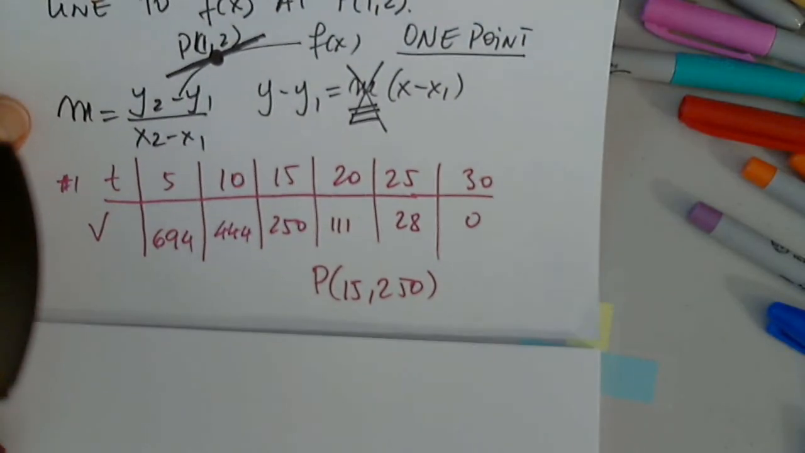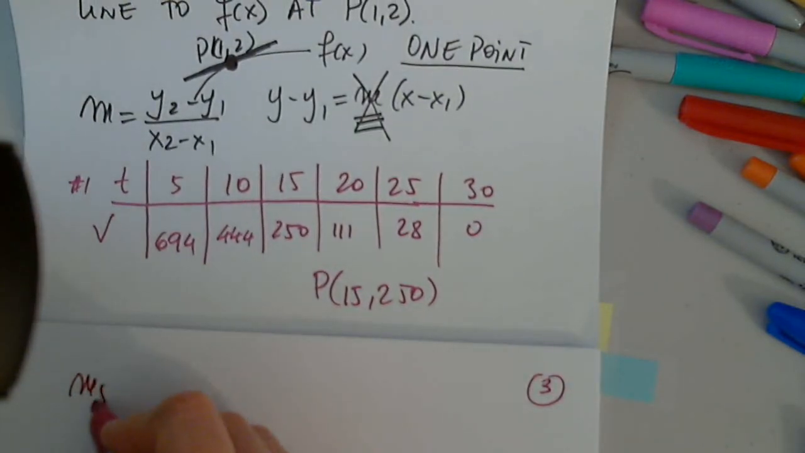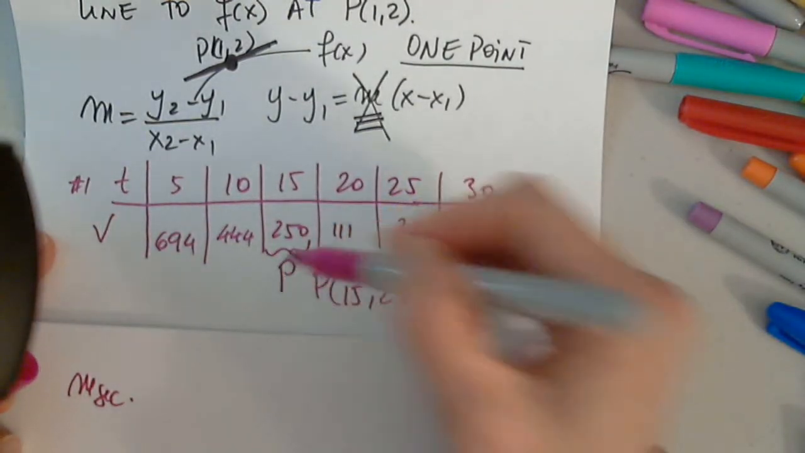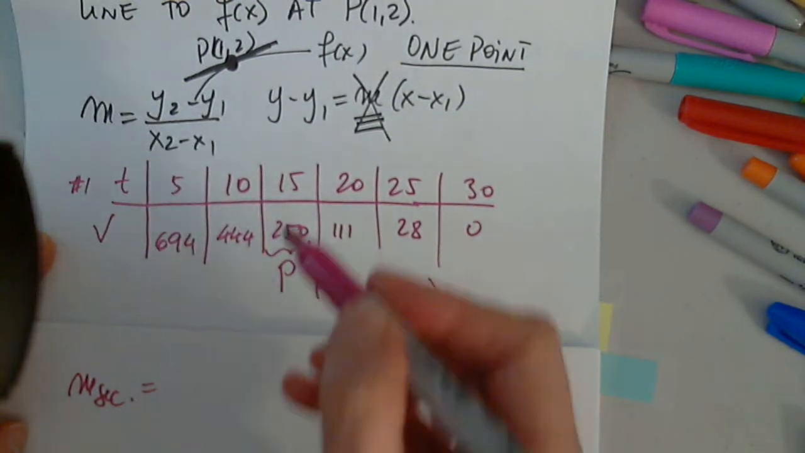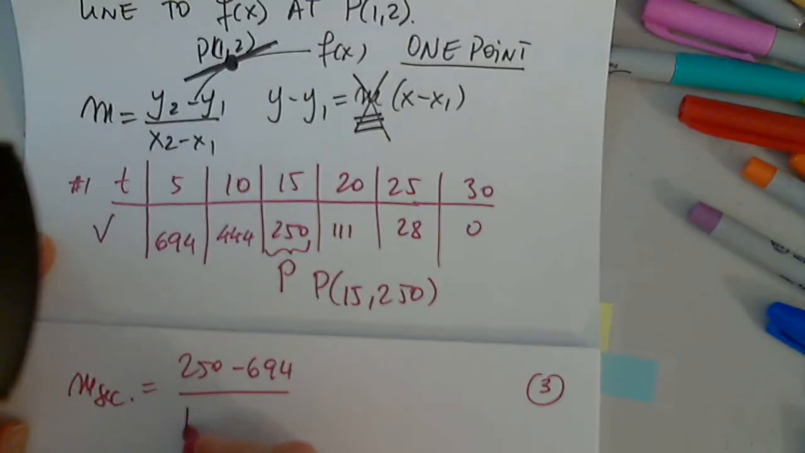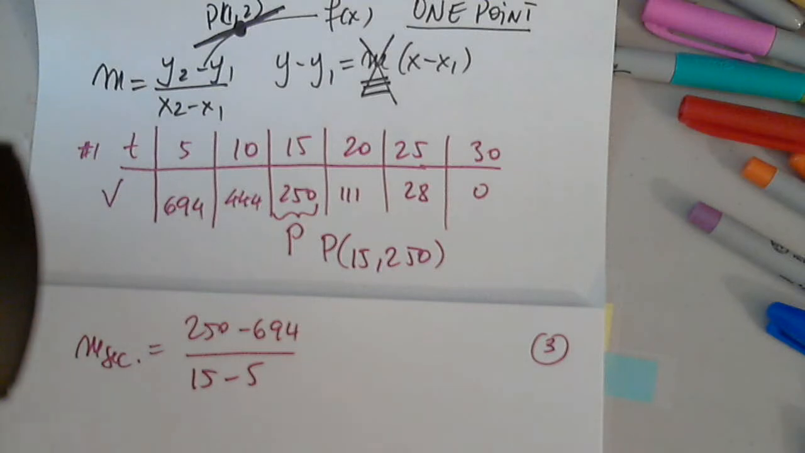In order to determine the slope of the secant line, so this is our point P. They want us to determine the slope of the secant line between 5 and 15. So that will be y2 minus y1 over x2 minus x1. And let's just do one more, because I'm sure you understand what I'm trying to do.